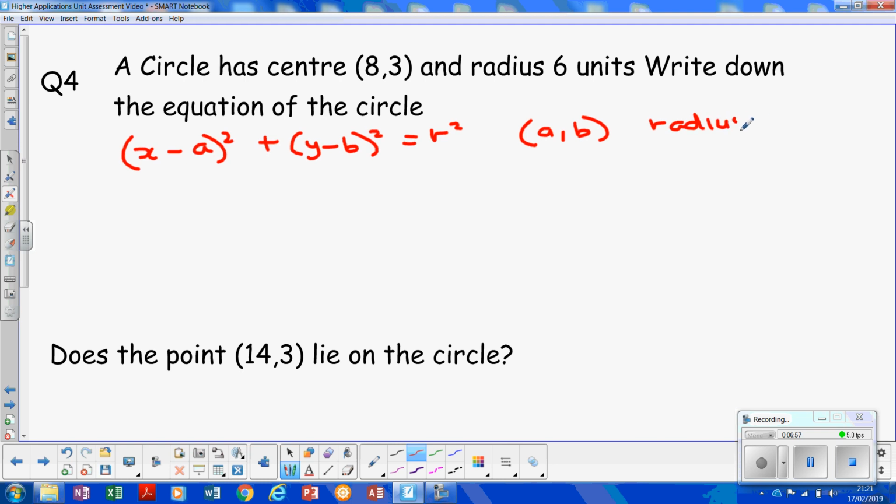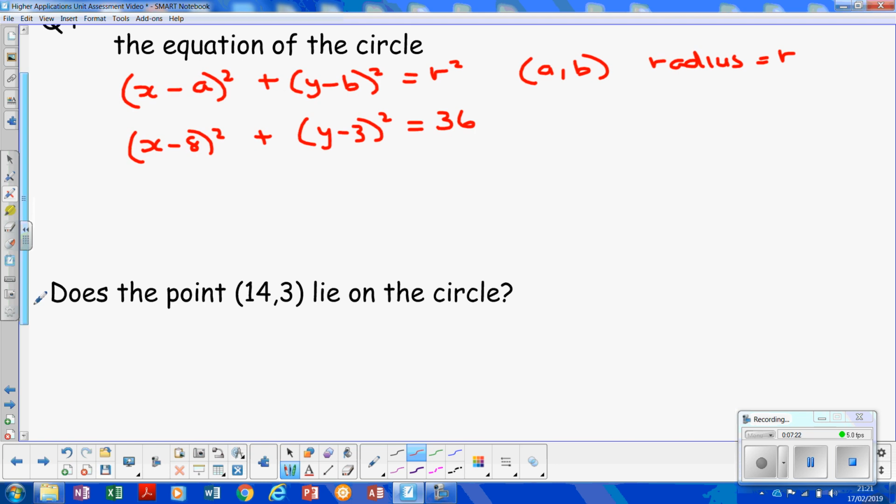So fill in the values. In this case we've got a centre which is (8, 3). So we change the sign and put it in there. So (x minus 8) all squared plus (y minus b), so b is 3, so (y minus 3) all squared is equal to the radius squared, and the radius is 6, so it's equal to 36. So straightforward substitution.